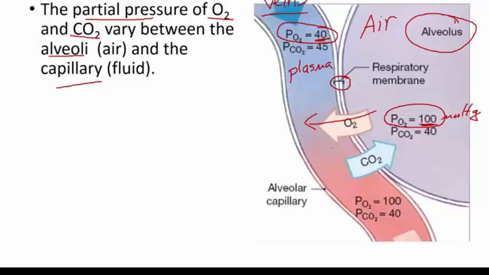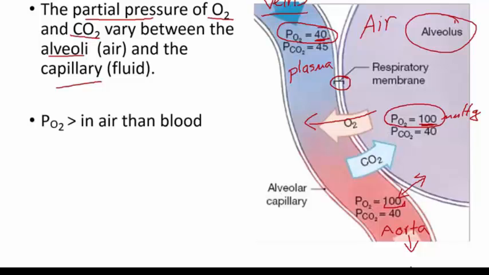Now it will do that until the pressure reaches an equilibrium, until it gets up to 100, and then you have equal and opposite amounts going in and out. But the important point is that by the time the blood is going out of the aorta to the body, the oxygen levels are high so that it can carry that oxygen to the cells.